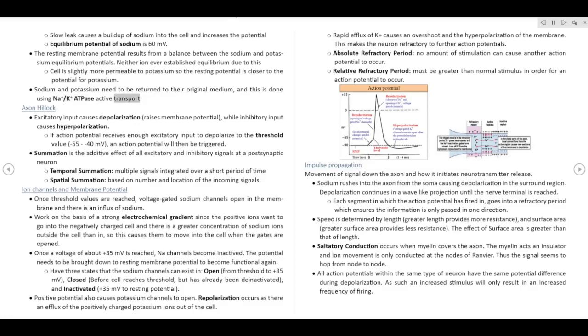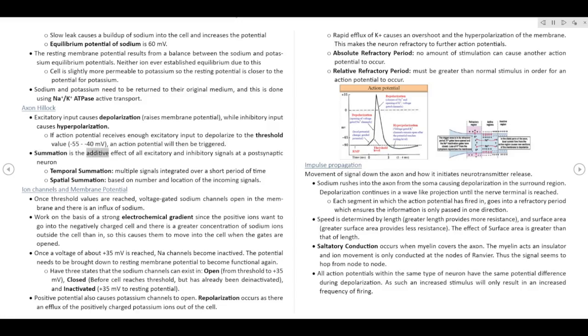transport. Axon hillock. Excitatory input causes depolarization, raises membrane potential, while inhibitory input causes hyperpolarization. If the axon hillock receives enough excitatory input to depolarize to the threshold value, minus 55 to minus 40 mV, an action potential will then be triggered.